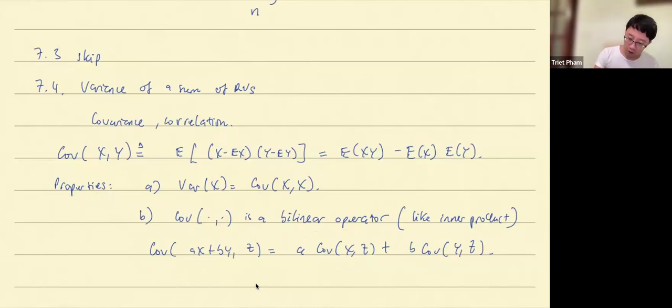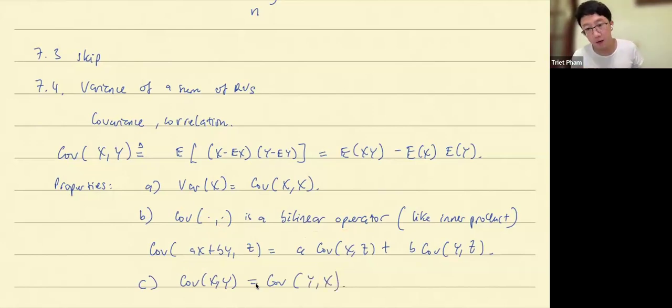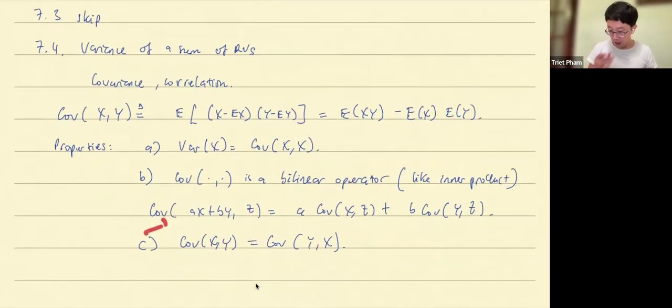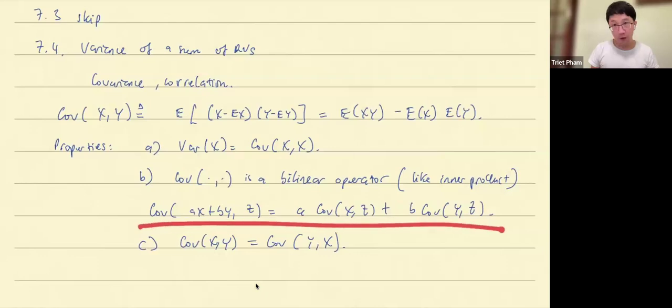Which is obviously true because of the symmetry. Covariance is symmetric. So I should have mentioned this first, and then this is obvious, but obvious or not, how do you prove this? This needs to be proved.